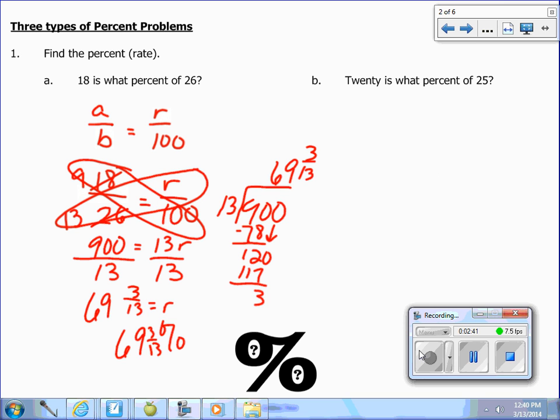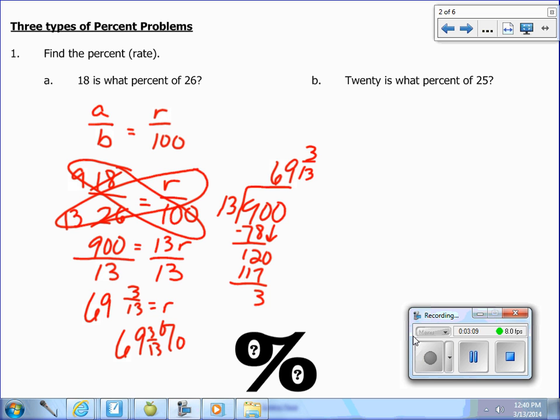Notice when we divided 900 by 13, we get 69, remainder of 3. So we're just going to put it as a mixed number, 69 and 3/13%. You need to go back and check to see if your answer makes sense. If you got 18 out of the 26 answers correct on a test, you would make about 69%. So go back and make sure that your answer is reasonable.